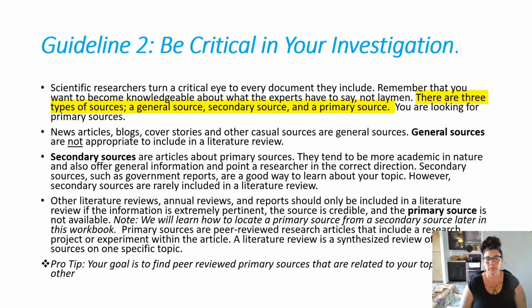Guideline number 2, and a very important one, is to be very critical of your investigation. Scientists and academics, when they're doing a literature review, are turning a very critical eye to their research. Everything has to be peer reviewed. Essentially, there are 3 main types of sources: general or tertiary sources, secondary sources, and primary sources. When you're doing a literature review, you are looking for primary sources.